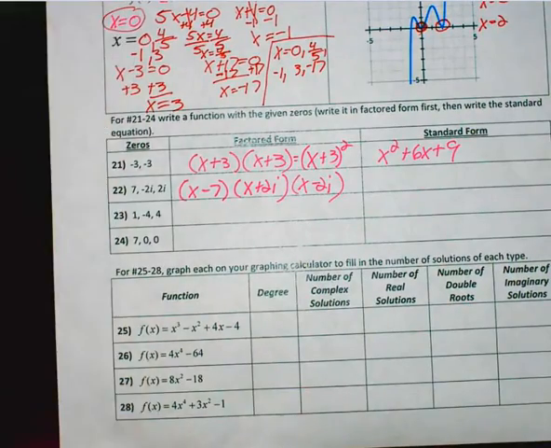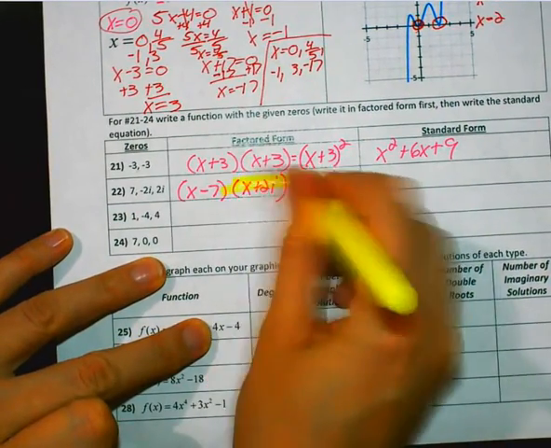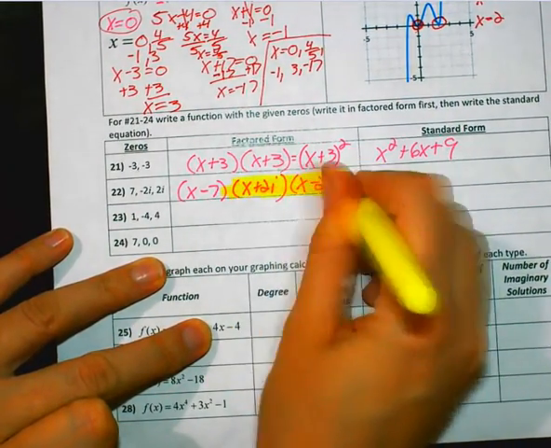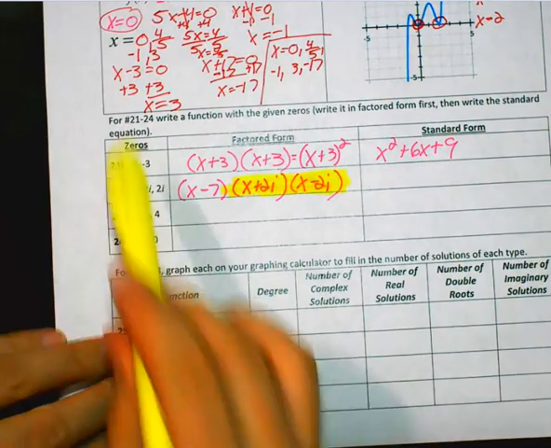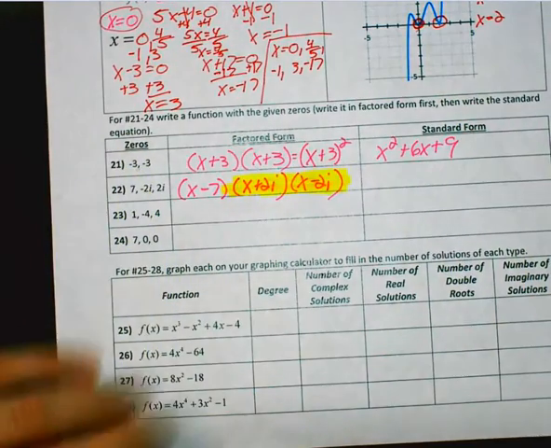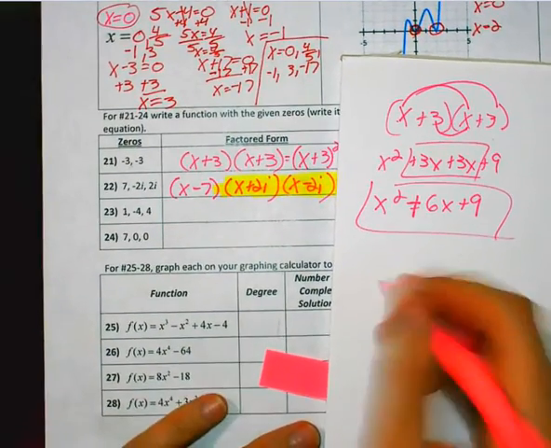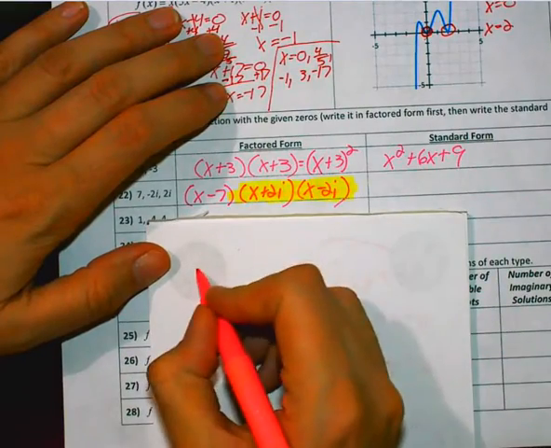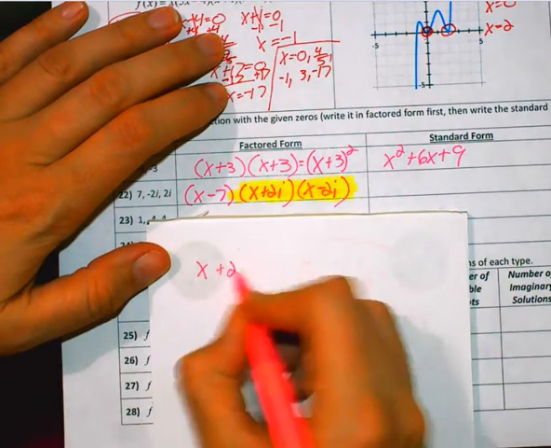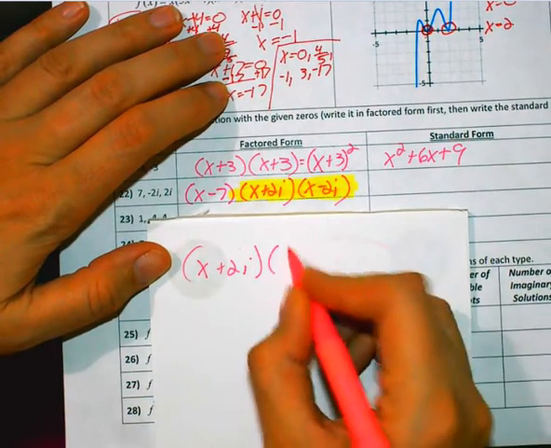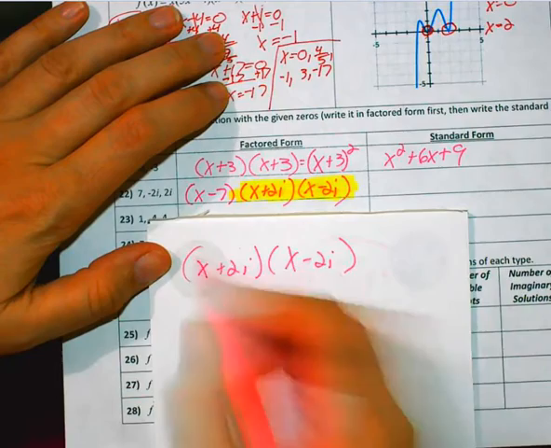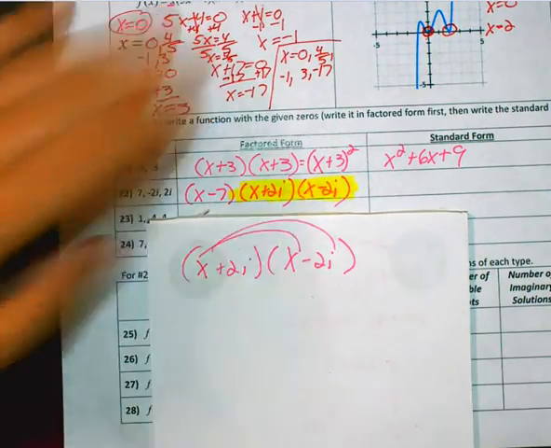Okay, so I want to take a look at this because these look funny. These are actually not the factors, even though we're kind of following the same pattern. So what you want to do, if you don't recognize what the factors are, you could multiply these two together. Okay, so I have x plus 2i times x minus 2i. I'm going to do the same thing as I did in that first one.